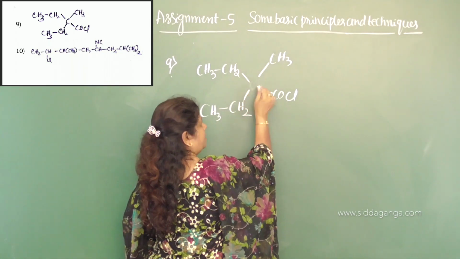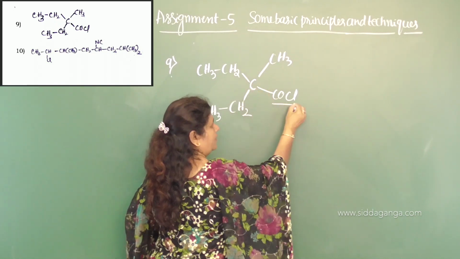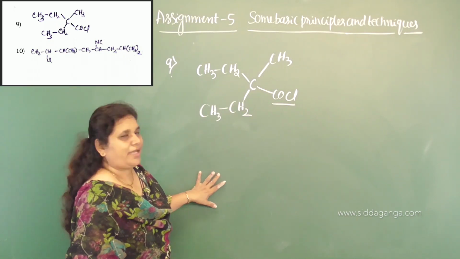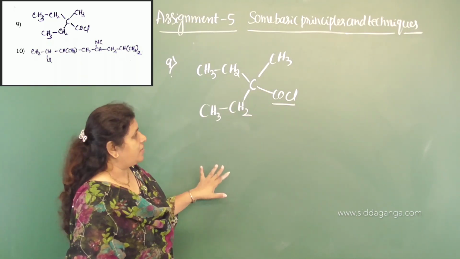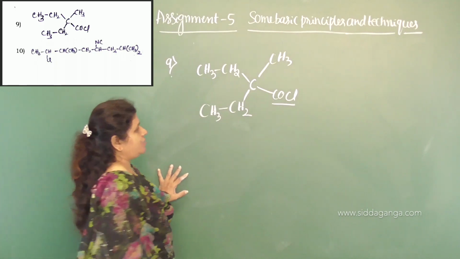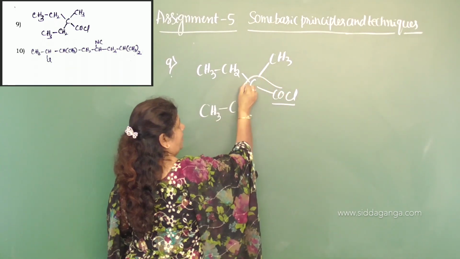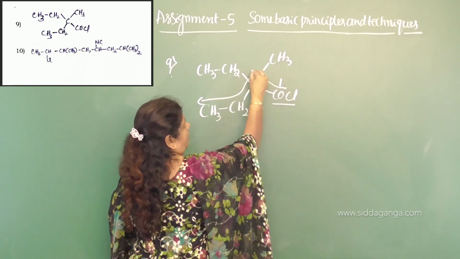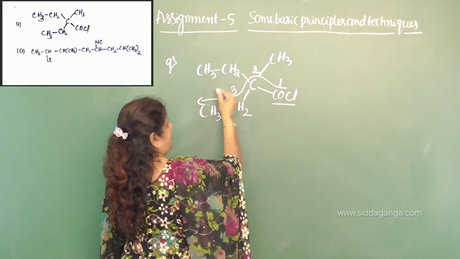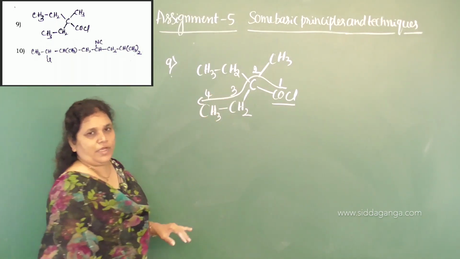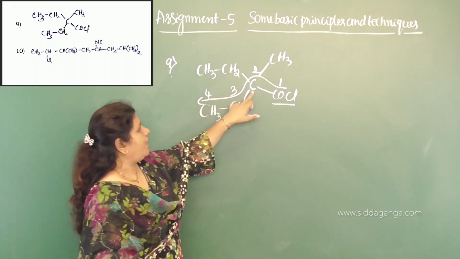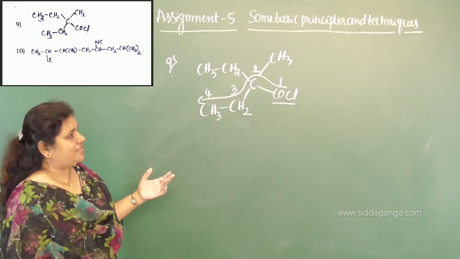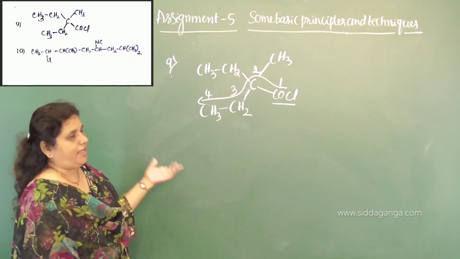Now, which is the functional group here? This is the functional group. We need to select the chain containing the functional group acid chloride. Now you select the chain. You can select this chain, correct? Give the number from this end. 1, 2, 3, 4. Correct? Now on the second carbon we have an ethyl group and a methyl group. Arrange them in alphabetical order and write the name.